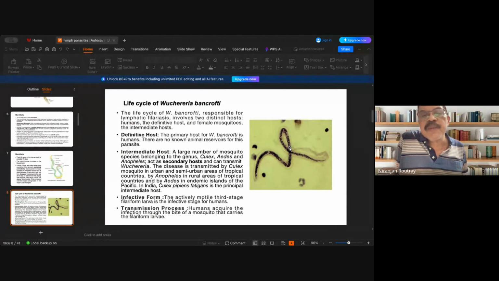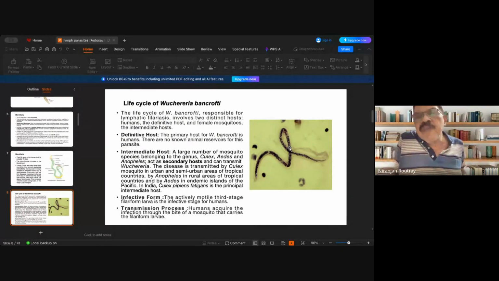The disease is transmitted by Culex mosquito in urban and semi-urban areas of tropical countries, by Anopheles in rural areas of tropical countries, and by Aedes in endemic islands of the Pacific. In India, Culex quinquefasciatus, also called Culex fatigans, is the principal intermediate host. So in the Indian context, we will always write that the intermediate host is the female Culex mosquito, and in other countries, the work of the intermediate host is carried out by some other species, that is Aedes and Anopheles.